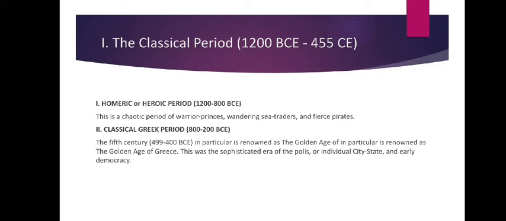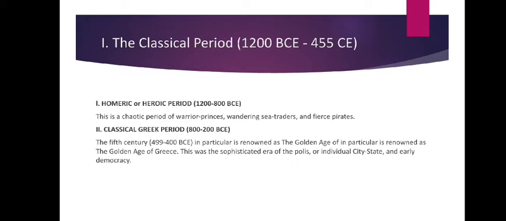1. Homeric or heroic period, 1200 until 800 BCE. This is a chaotic period of warrior princes, wandering sea traders, and fierce pirates.